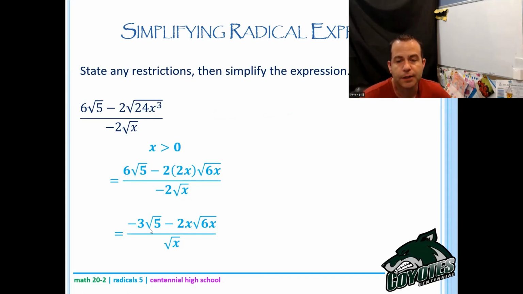All right. So now I'm going to have to rationalize the denominator. So I'm going to have to multiply this by root x over root x. Now, just remember that gets distributed, right? This is root x times this guy and root x times this guy. Okay, so that's going to give me negative 3 root 5x. And then here I'll have minus 2x root 6x squared, and the 6x squared can now have x on the outside.